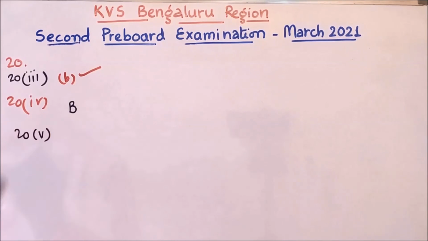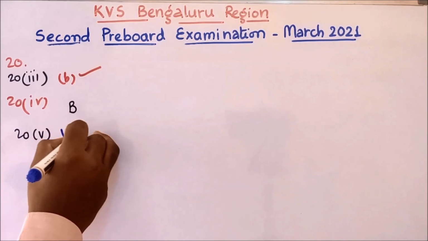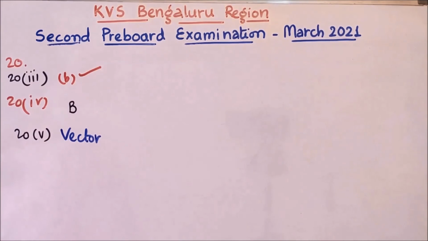25. Is the magnetic field a scalar or vector quantity? So magnetic field is a vector quantity. It has both magnitude and direction.